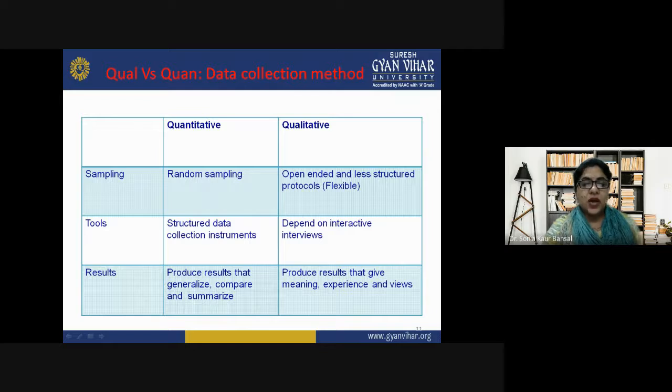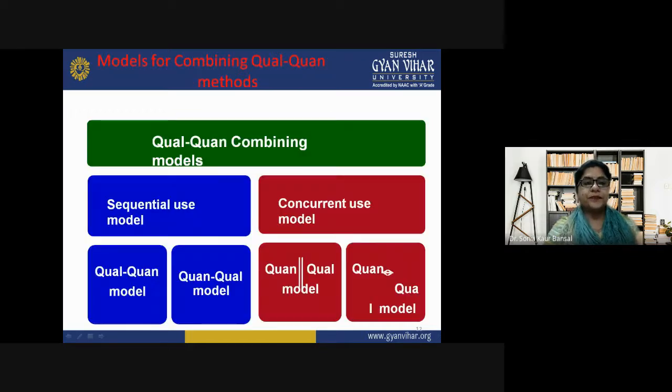Then tools are structured data collection instruments in quantitative, and in qualitative they depend on interactive interviews or observation of a particular person, place, or thing. Now, when we talk about results, quantitative data produces results that generalize, compare, and summarize. In qualitative data, it produces results that give meaning, experience, and views. Okay, students, I hope you have understood these basic differences between qualitative and quantitative research.